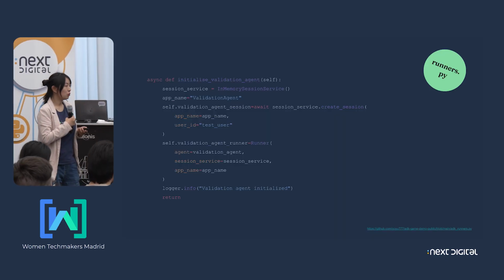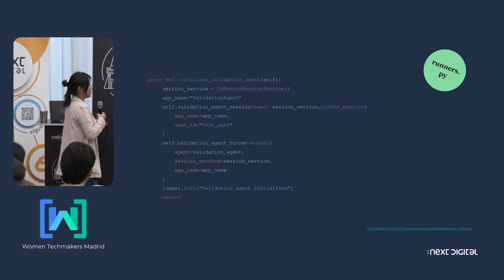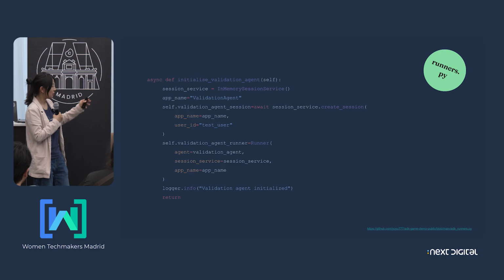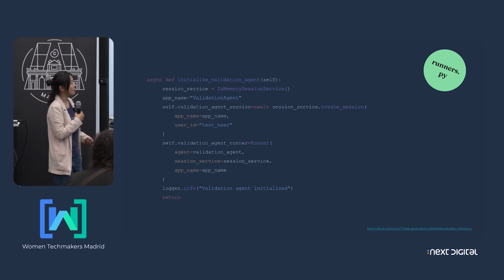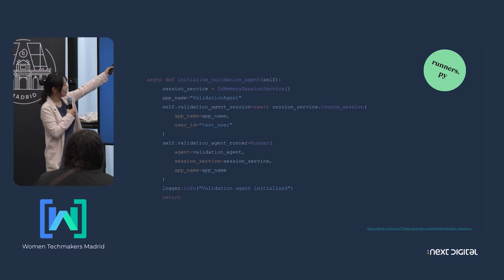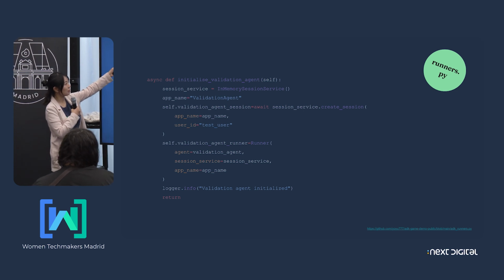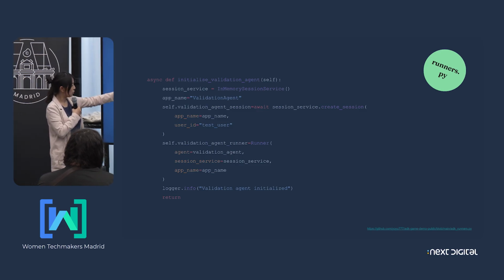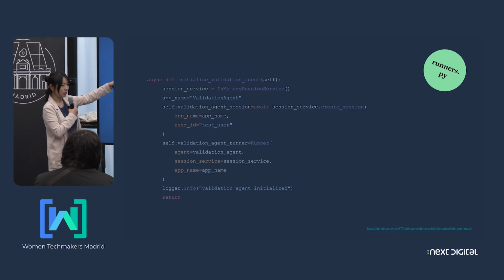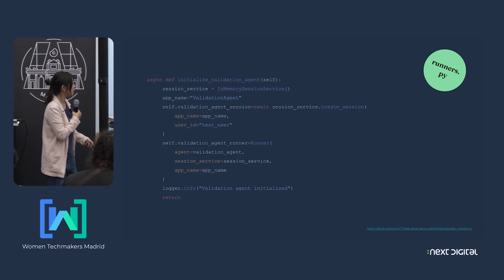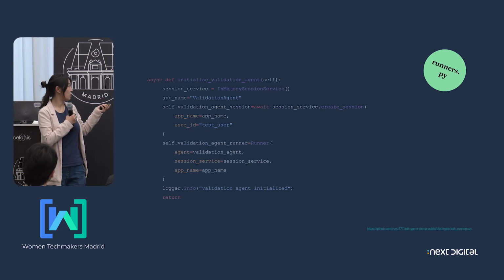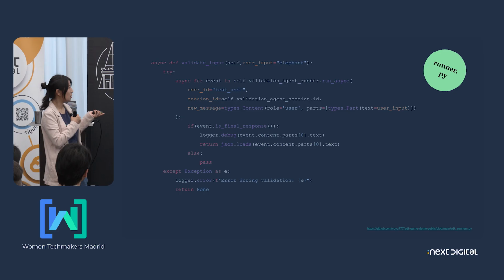To do it specifically in code, we have this runners.py. What is important to look at here is that we create a session service, a session to be used by the agent, and then we create a runner, and in here we reference the agent that we defined previously and this session service. This is really just the initialization of the runner and the session service.